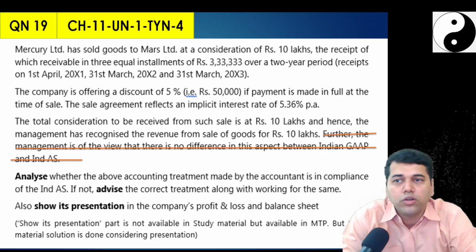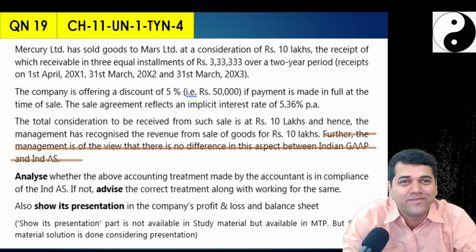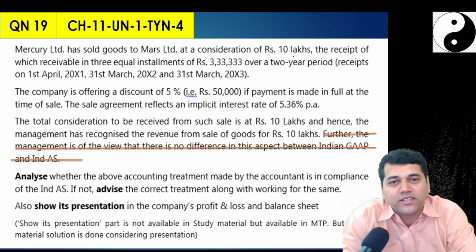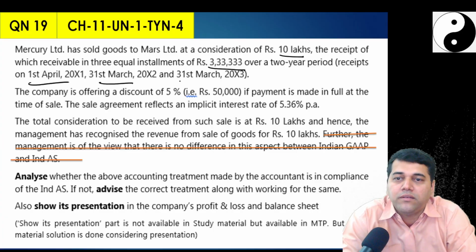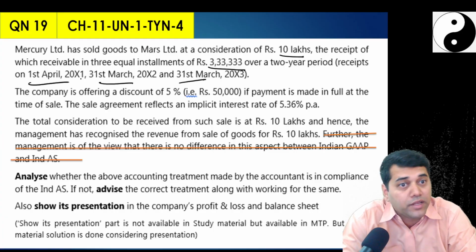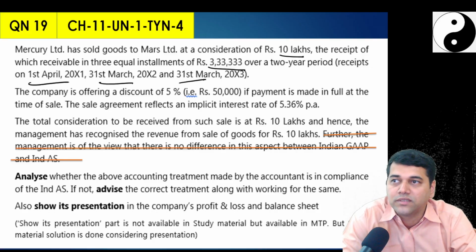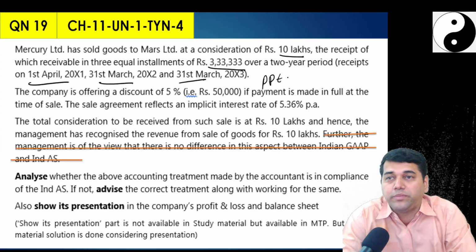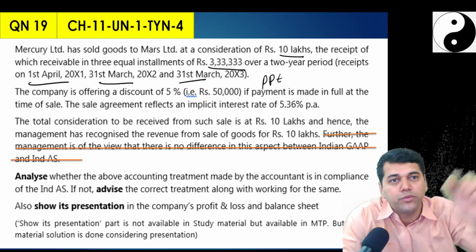Yes, so now we will move on to question number 19, your favorite 115. You have so much theory to write. By default, theory only. Mercury has sold goods to Mars at a concessional consideration of 10 lakhs, and you have to receive it in 3 installments, and the first installment is in April only. We have done this question. First or second question was this deferred consideration. I think we have done it in PPE, the first question of the PPE somewhere, with the deferred consideration. We have written it from the PPE perspective, but the same applies here.